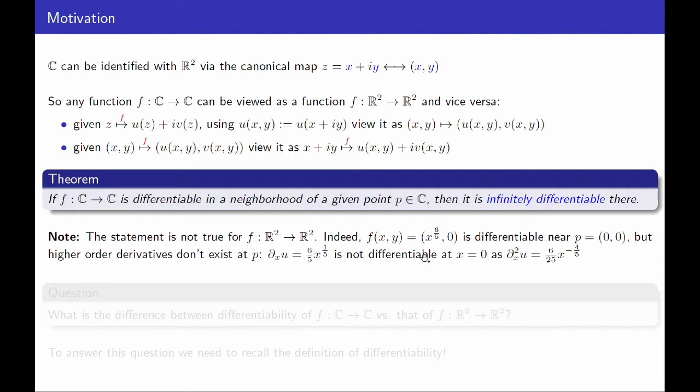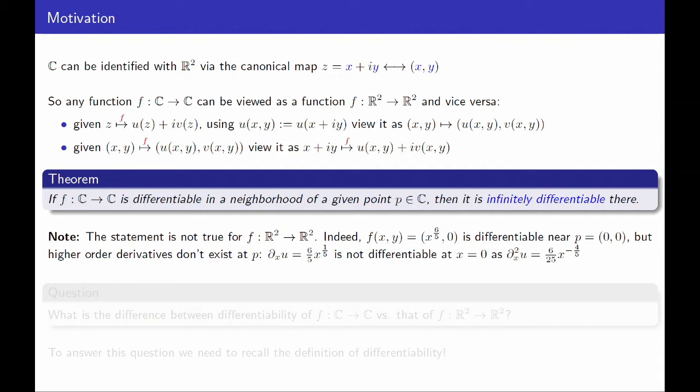And the reason is that if we differentiate the first component, which is denoted by u, once, if we take the partial derivative with respect to x, we get 6/5 times x to the power 1/5. And this is not differentiable at the point x equal to 0 because the second order partial derivative has a negative power of x, which blows up there. So this is a stark difference between real differentiability and complex differentiability.